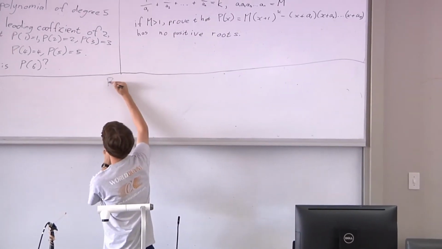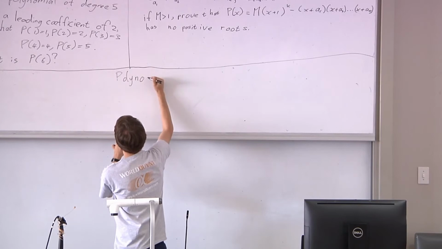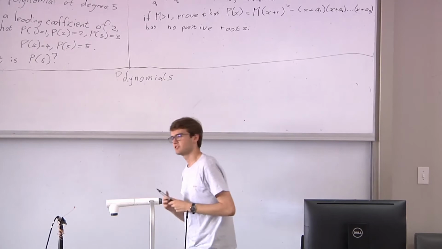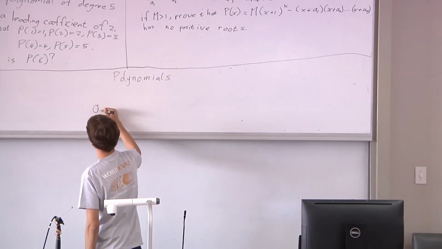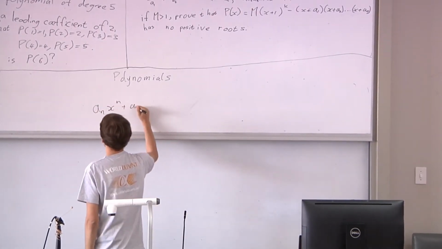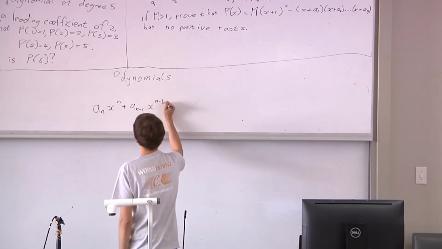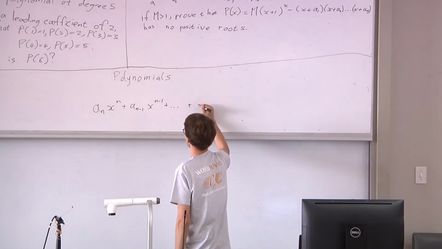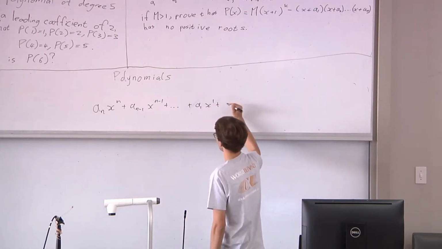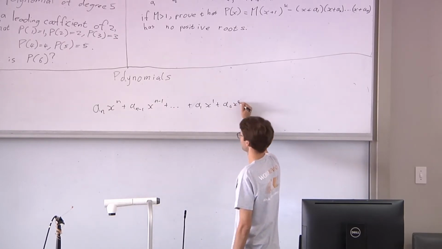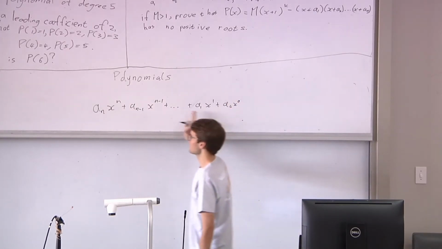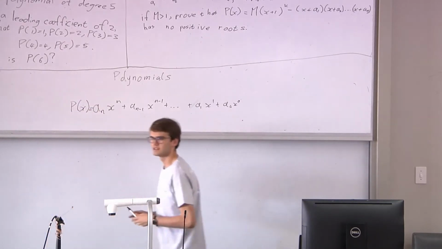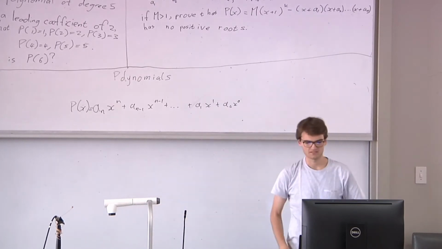Today we're going to be talking about polynomials. A polynomial is any expression of the form a_n x^n + a_{n-1} x^{n-1} + a_{n-2} x^{n-2}, etc., down to a_1 x^1 + a_0 x^0, which is just 1. You normally call this p(x), or you can give it any name you want, but that's kind of convention.